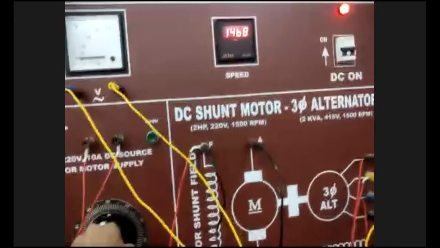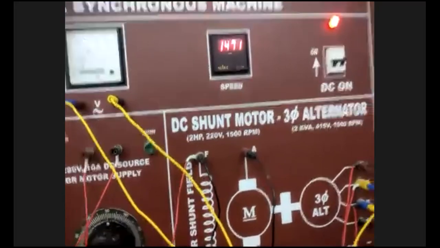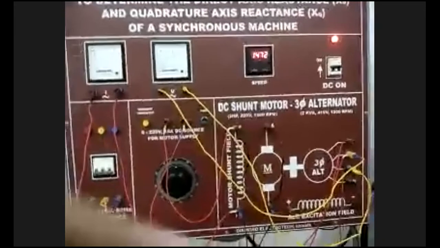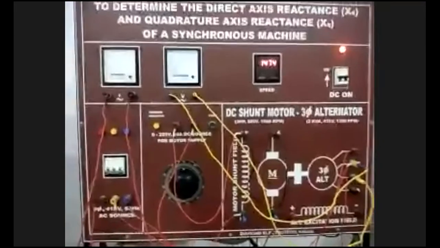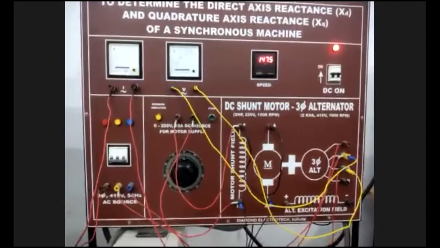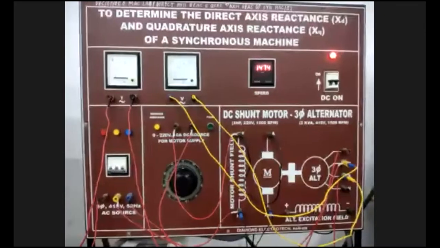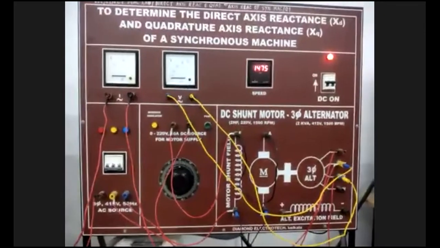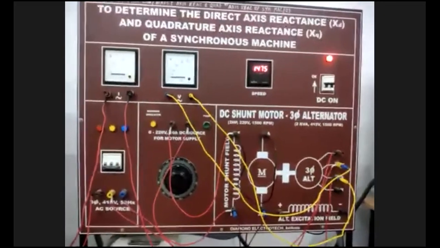I am adjusting the speed to 1470, trying to adjust. Okay, the speed is near about 1470, below the speed of the synchronous machine, right? Till now we have not switched on the electricity supply. Is that clear till now? I think it is clear. Till now it is clear.